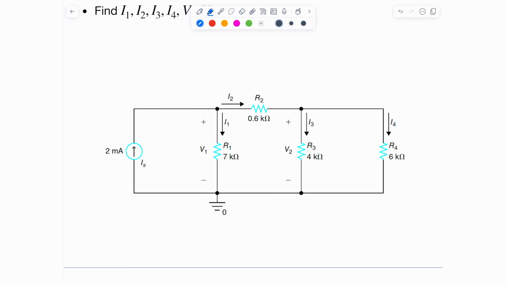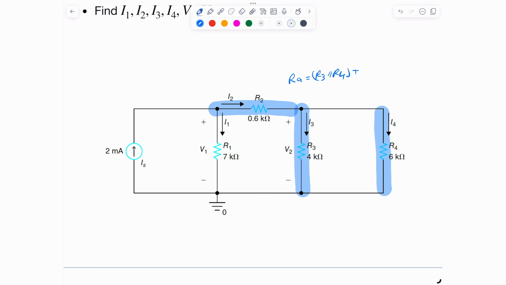Hopefully by now you would recognize that these two are in parallel, and we'll combine them with this particular resistor in series. So the result will become one resistor, and we'll combine it with R2 in series. So we'll get a resistor, and I'm going to call it RA, for example. It will be simply R3 in parallel with R4, and we'll add to it R2.